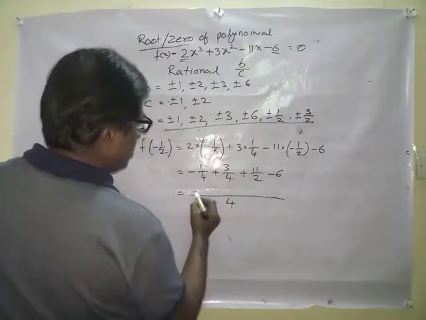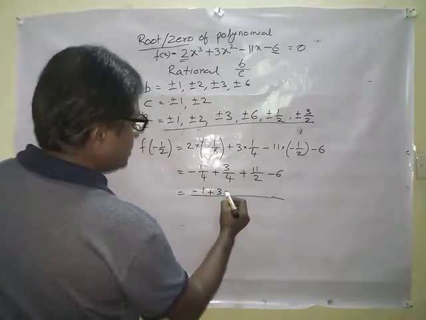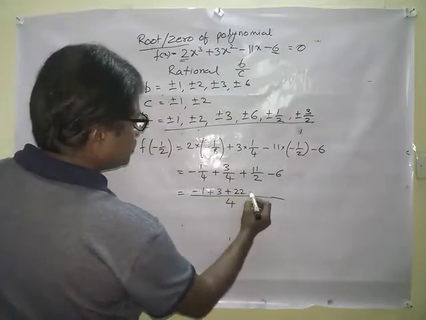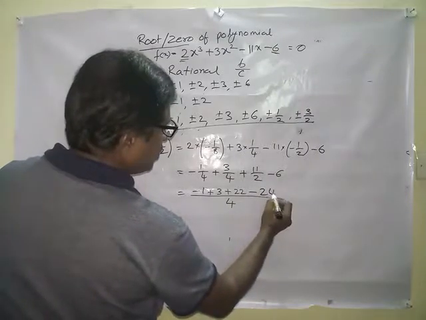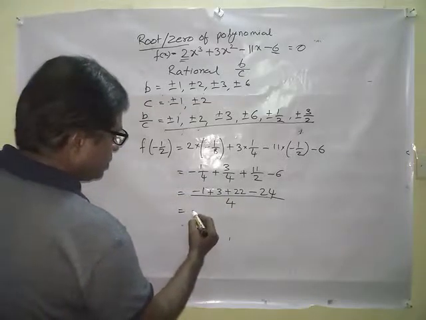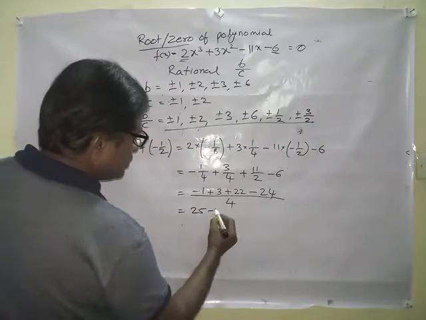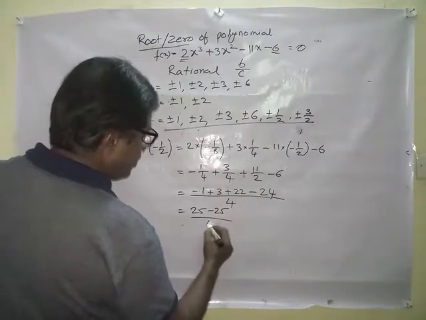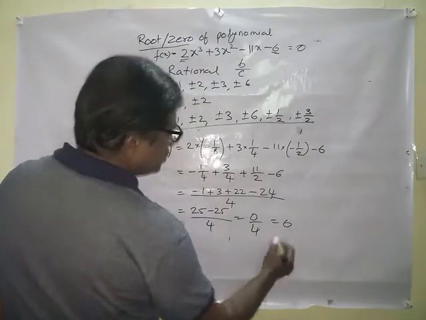If you solve this, over 4: minus 1 plus 3 plus 22 minus 6 times 4, which is 24. So 22 plus 3, the plus value is 25 and the minus value is 25 upon 4, so 0 upon 4 equals 0.